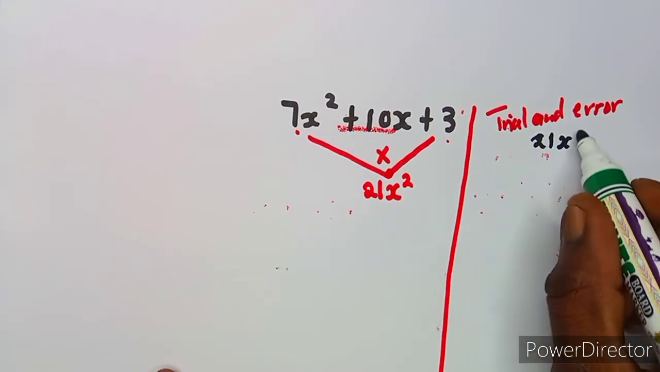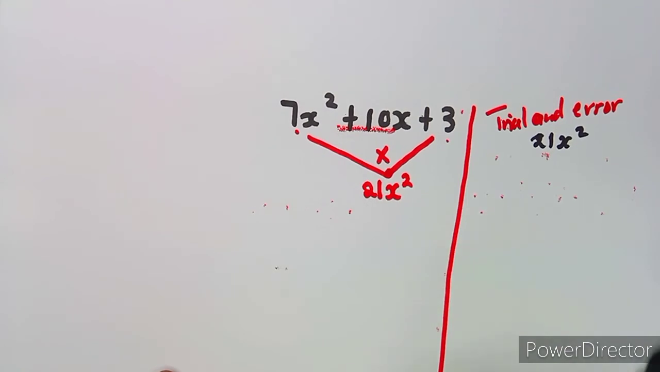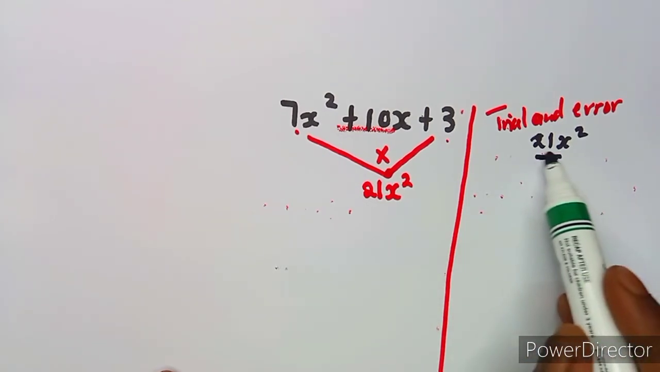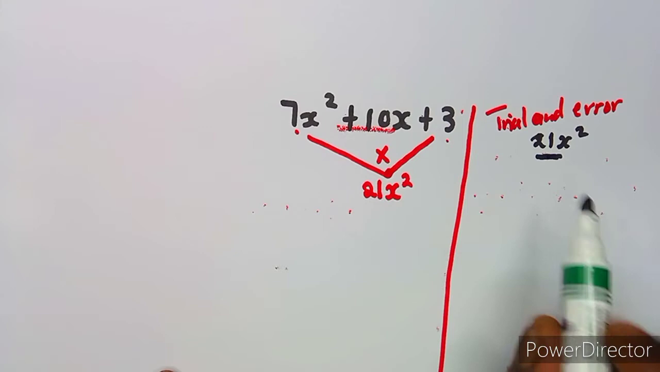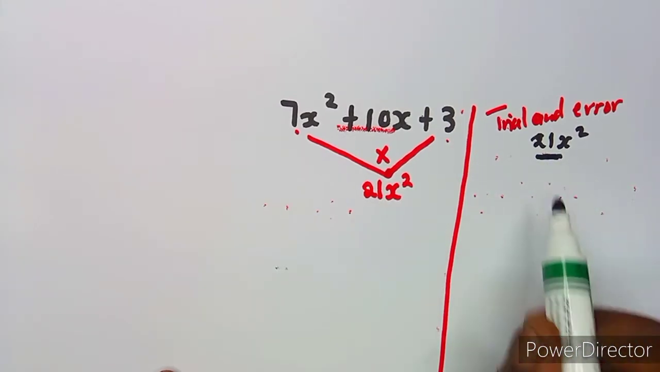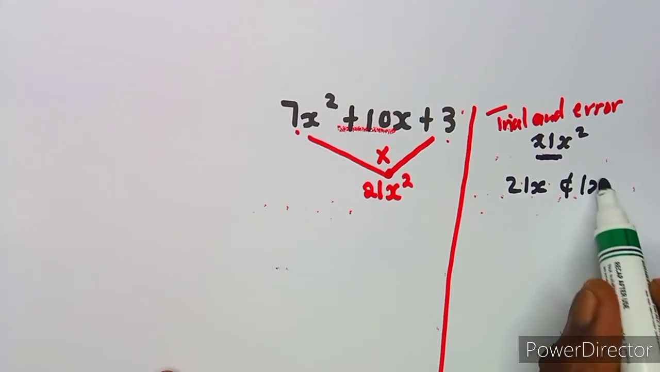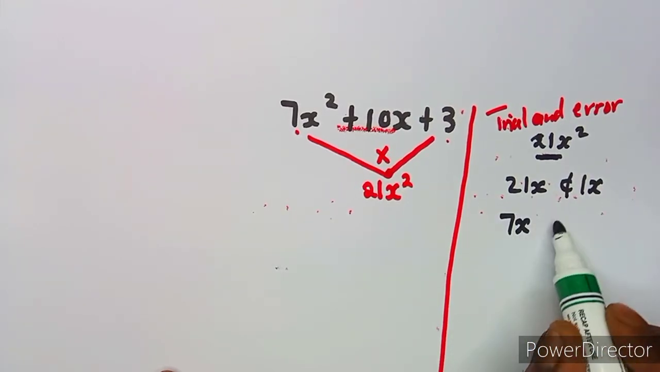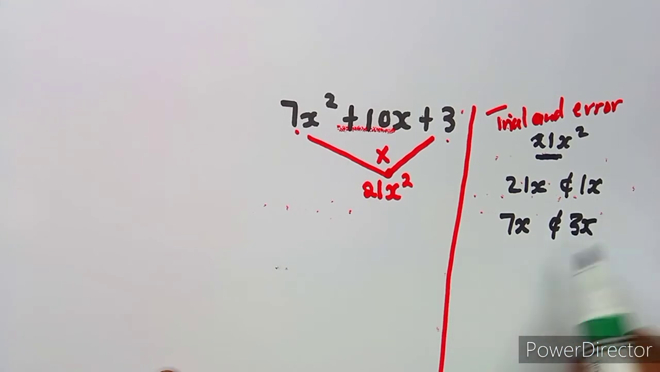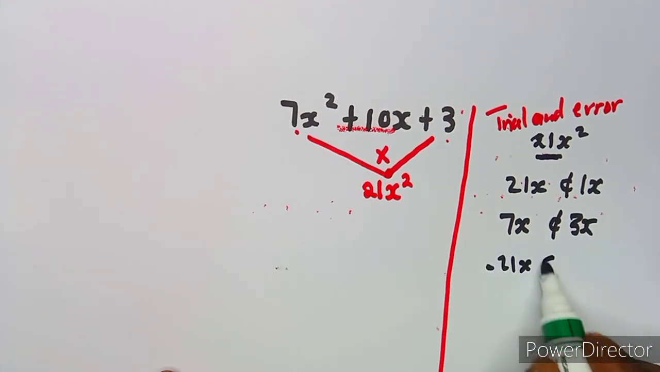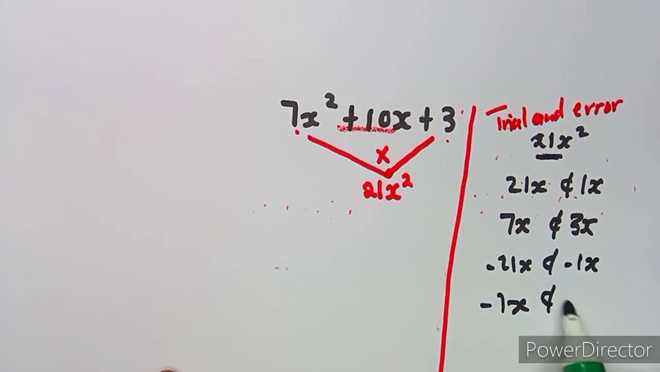21x squared. What are the numbers that we can apply or that we can multiply to get 21? There are so many numbers. Are there so many, or there are just 2? It's 3 and 7. Okay, I've got 21x and 1x, 7x and 3x, minus 21x and minus 1x, minus 7x and minus 3x.